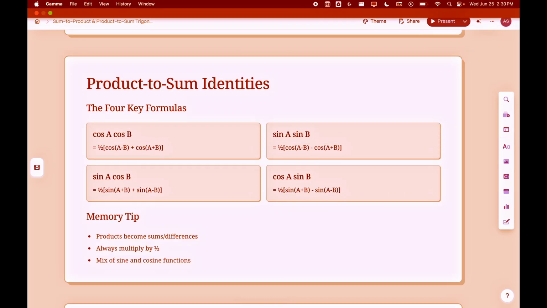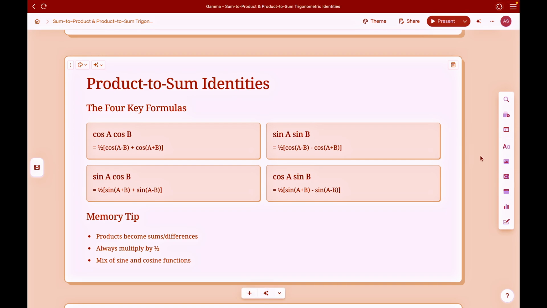There are 4 key formulas for product to sum identities. The first is cosine A cosine B, which is half of cosine A minus B plus cosine A plus B. The second is sine A sine B, which is half of cosine A minus B minus cosine A plus B.